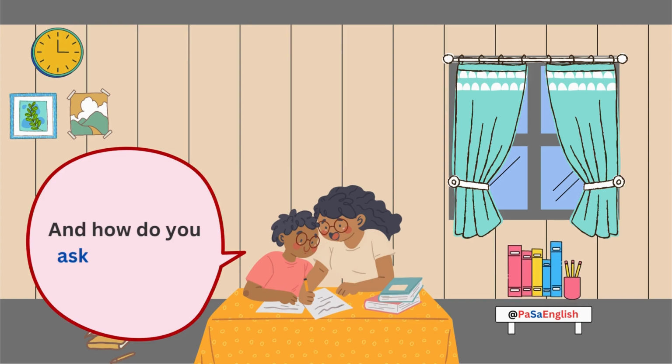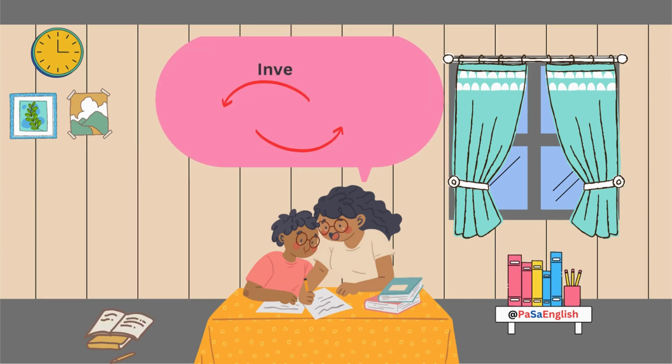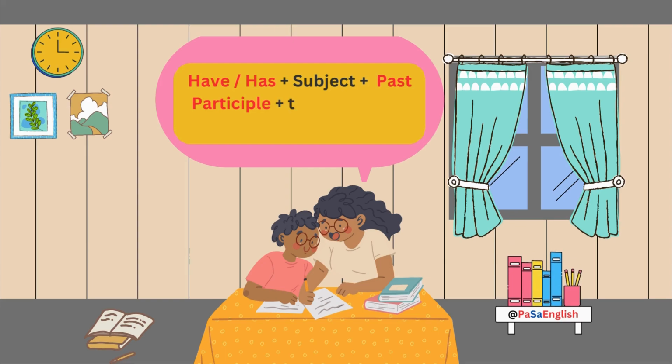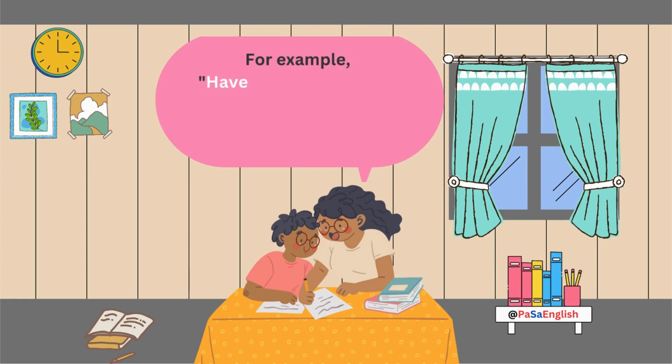And how do you ask questions? Invert the subject and have or has. Have or has plus subject plus past participle plus the rest of the sentence. For example, have you ever traveled abroad? Or has she finished her project?